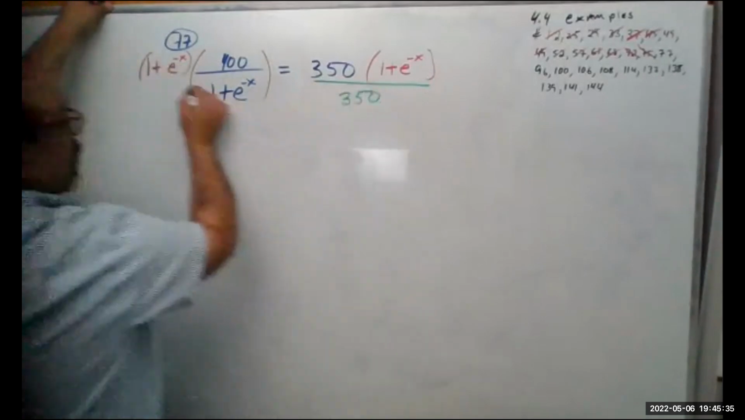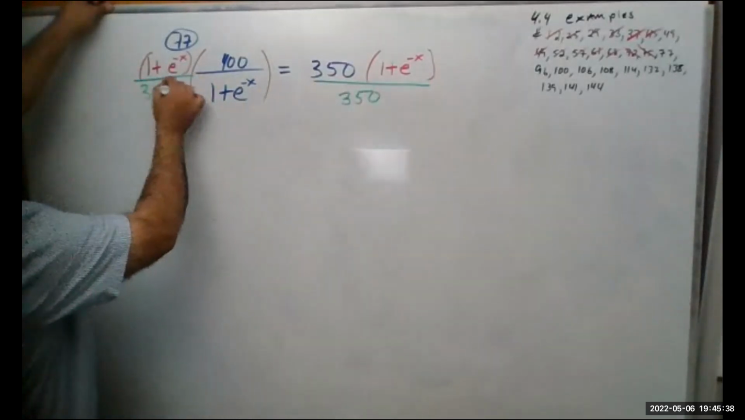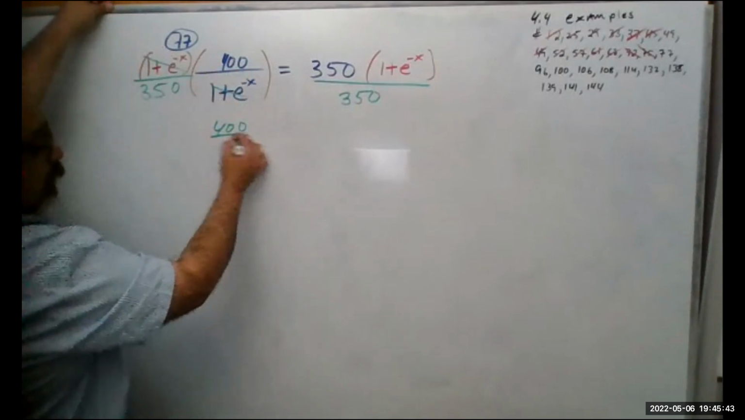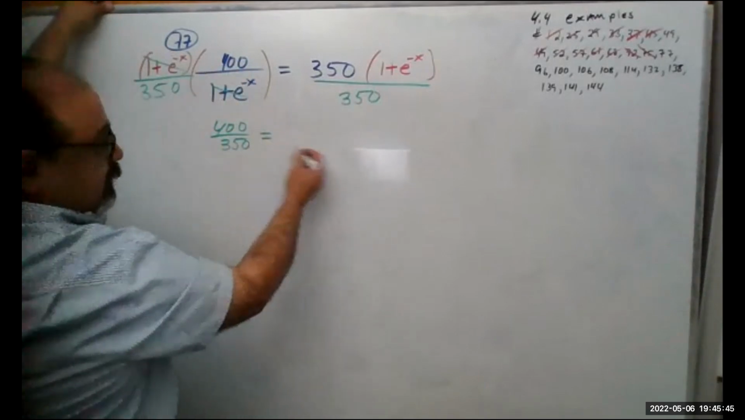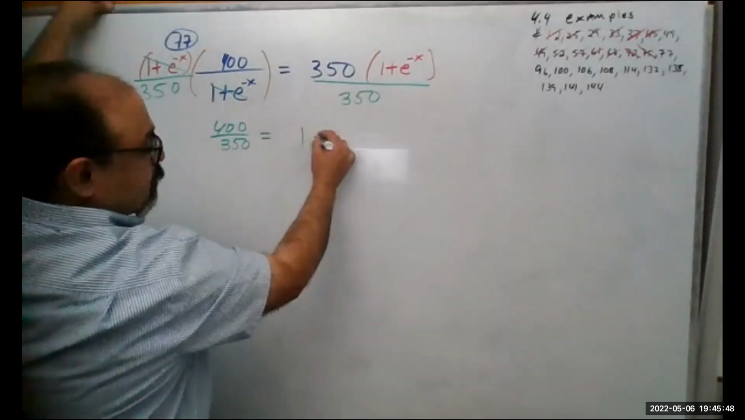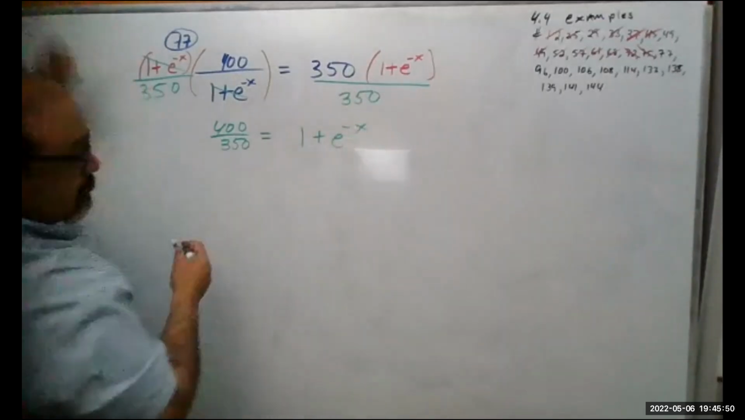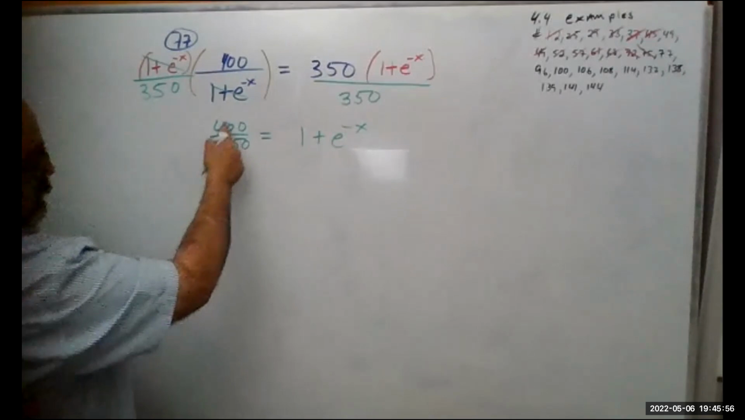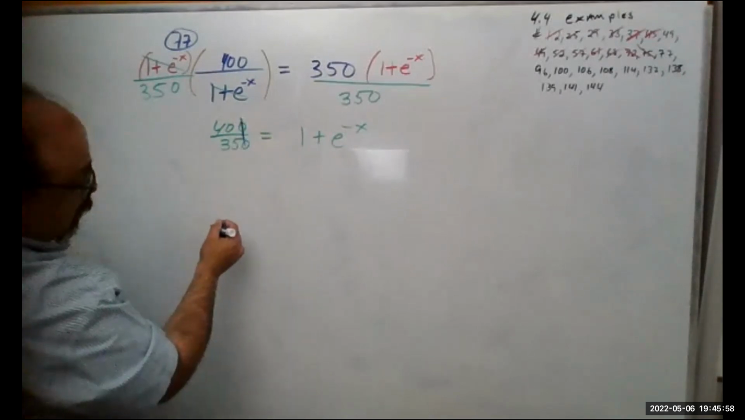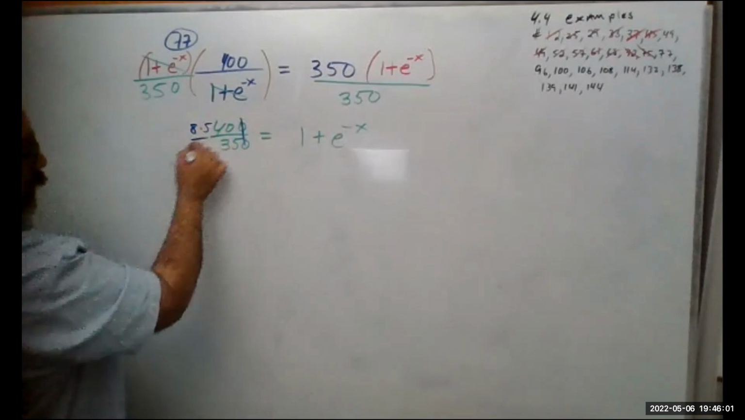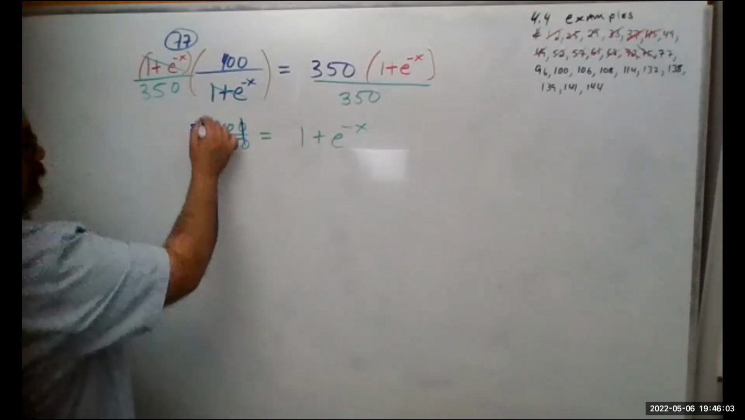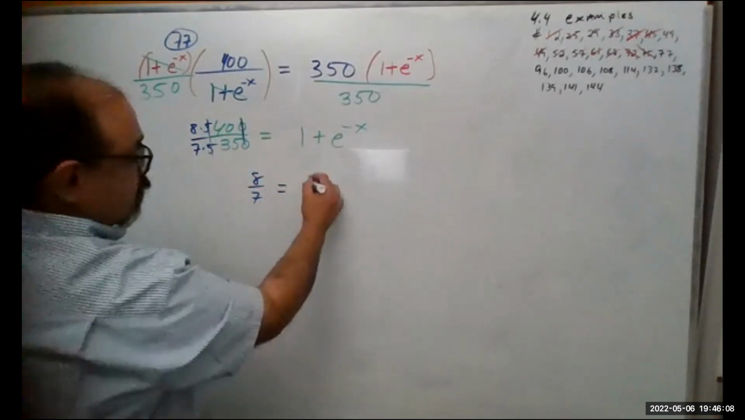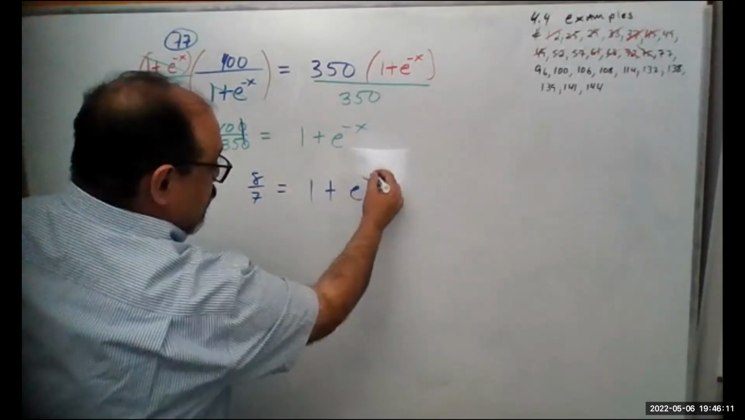Divide by the 350. So that is going to give me 400 over 350. I'll simplify that in a second. And over here, I just have 1 plus e to the negative x. Now this is 40 over 35, and that's 8 times 5 over 7 times 5. So this left side reduces to 8 over 7 equals 1 plus e to the negative x.